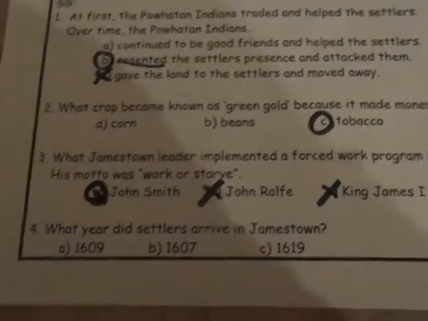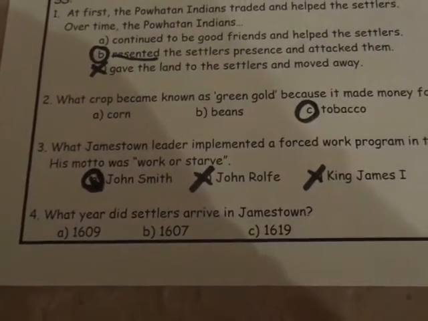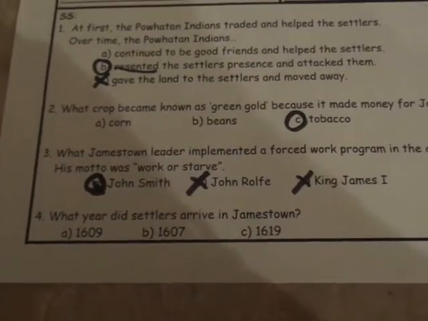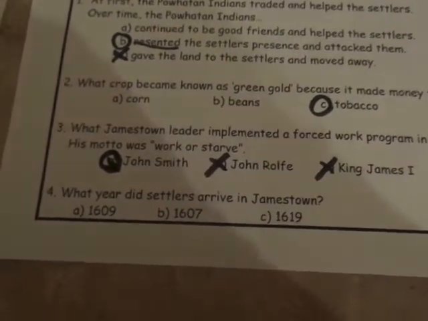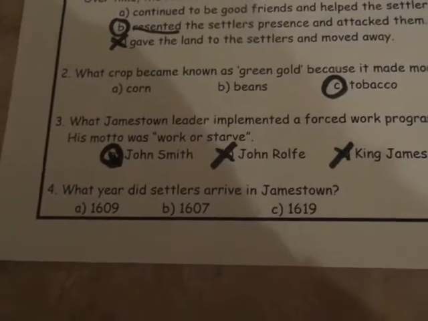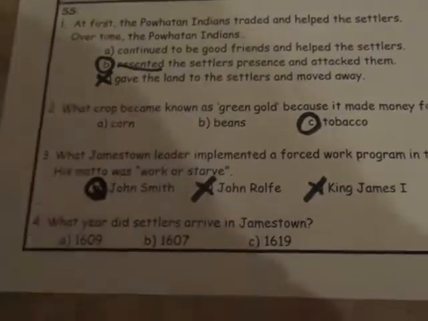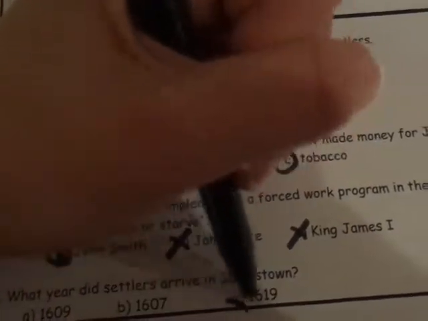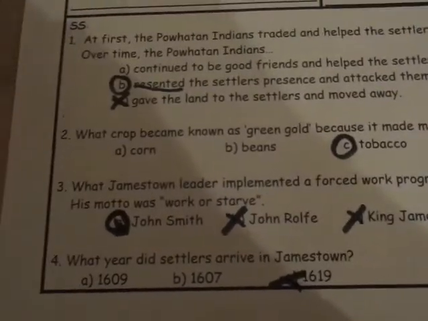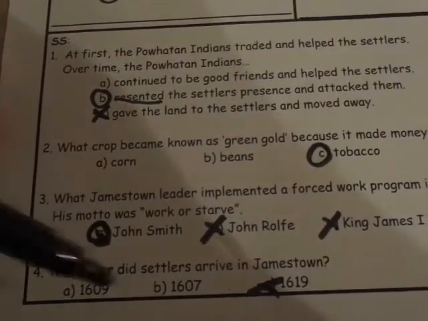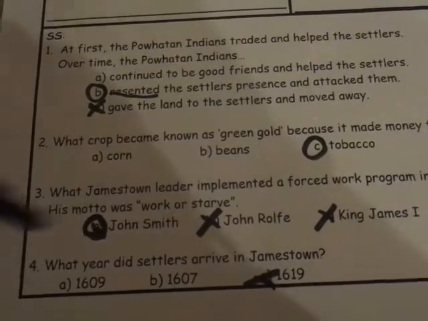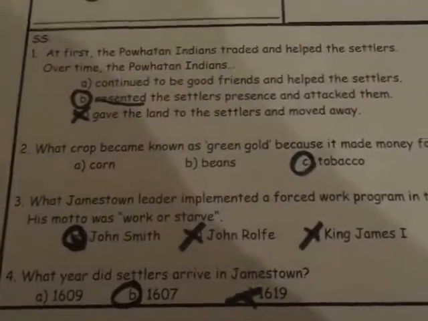Number 4, what year did those Jamestown settlers arrive? 1609, 1607, or 1619? Well, 1619 is when the slaves entered, so it's before that. 1609 or 1607? It's going to be 1607. Here's your homework key, friends.